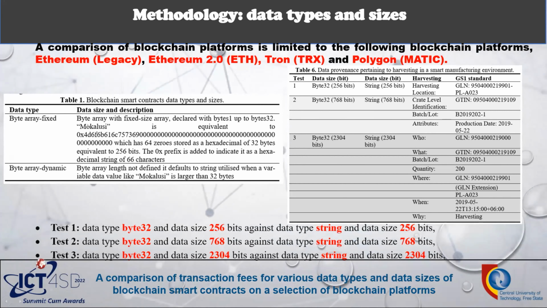As you can see on table 1, I've converted my surname to a byte32 as an example. All the data sets that I'm testing have been converted to byte32. With the following testing strategy, for test 1, I took the byte32 of data size 256 against a data type string of data size 256. For the second test, I increased the payload to 768 bits against a string of the same 768 bits, and then for test 3 to 2304 bits against a string of the same bits.